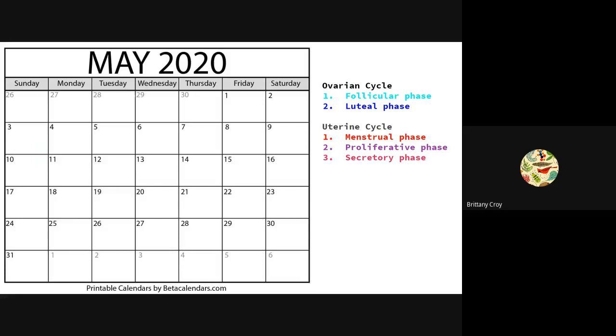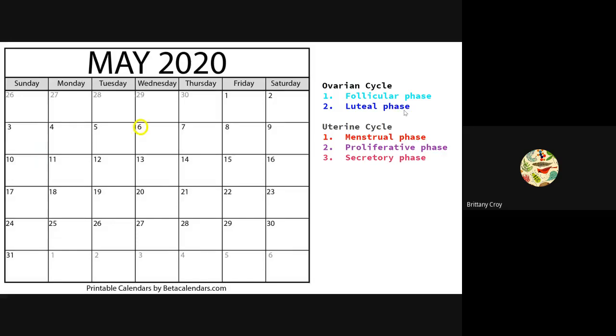And then this one's a little bit trickier because we're working with that 20-day cycle. We don't just know that it's 14 days followed by 14 days. The key piece of information that's going to let us work backwards and figure this out is that the luteal phase is always 14 days.